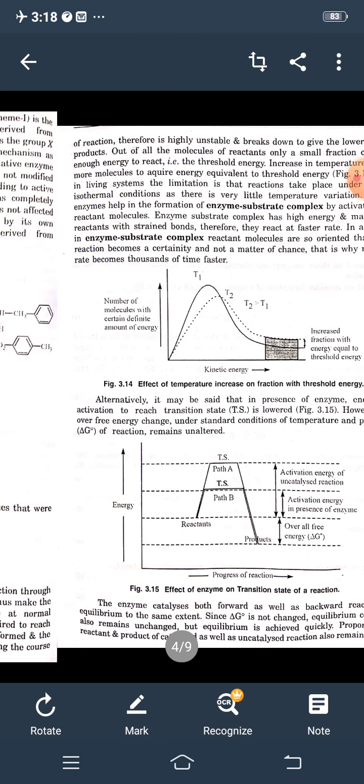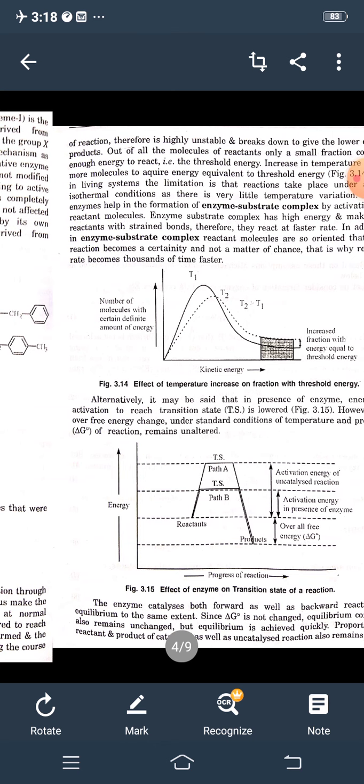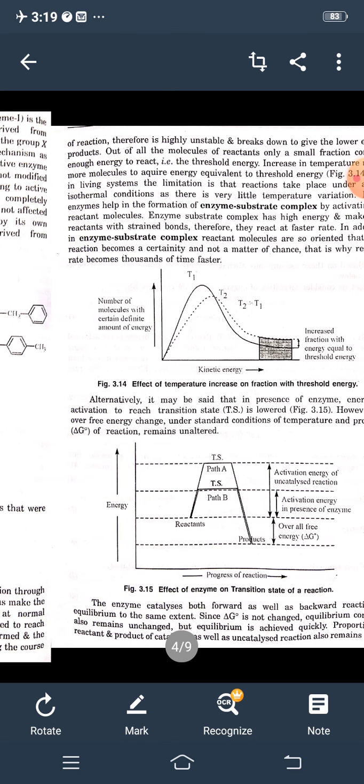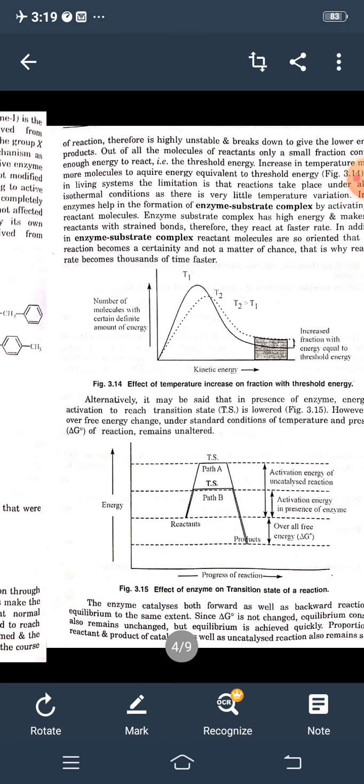So in figure 3.14, the number of molecules with a certain definite amount of energy versus kinetic energy is shown in the diagram. As the kinetic energy increases, the number of molecules with a certain amount of energy also increases, and then this type of graph is formed.